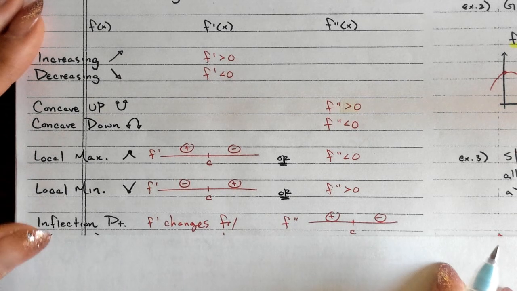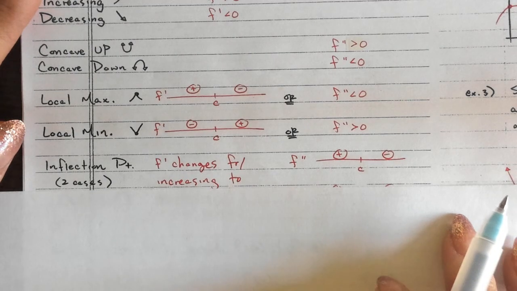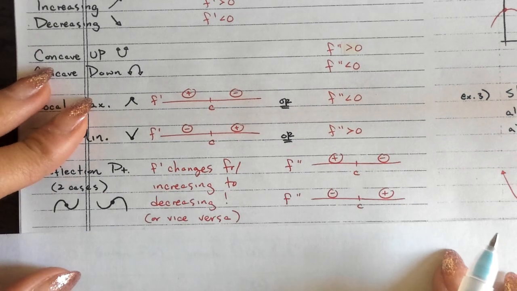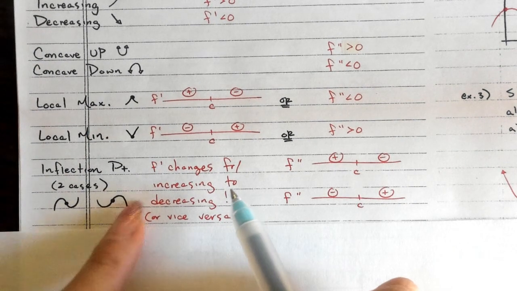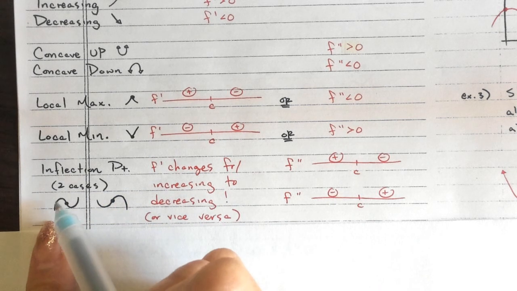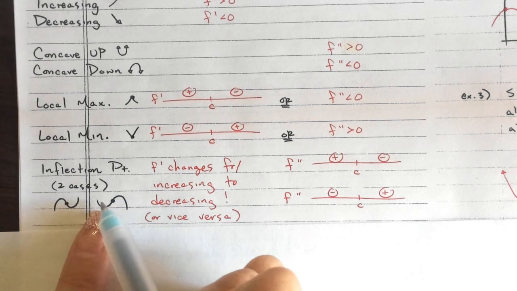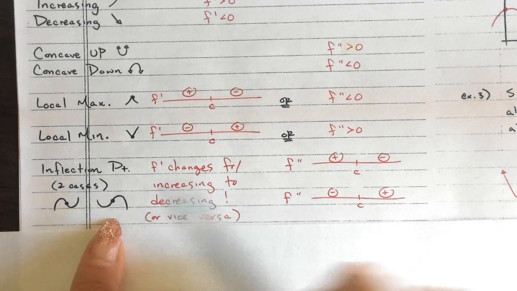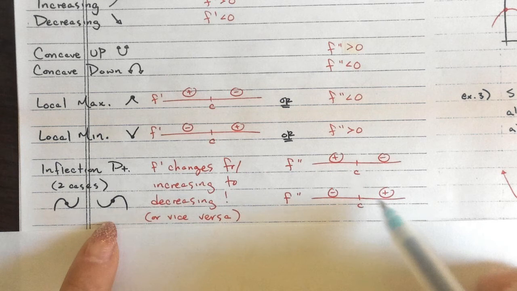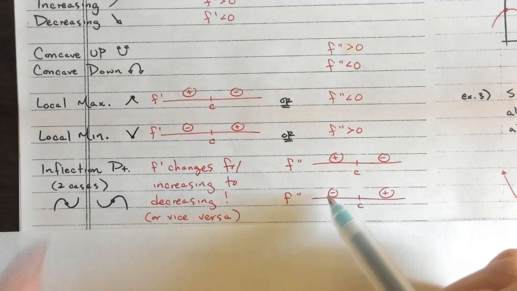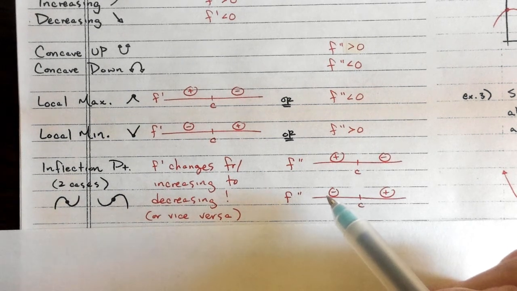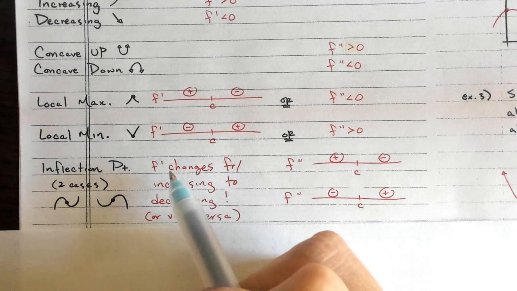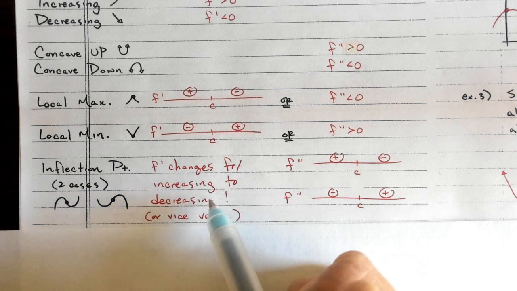And then inflection points. There's two cases. For inflection points, you can change from concave down to concave up, or concave up to concave down. Those are both inflection points. So you might see something like this or something like this for f double prime. And what's also true is that for an inflection point, f prime changes from increasing to decreasing.